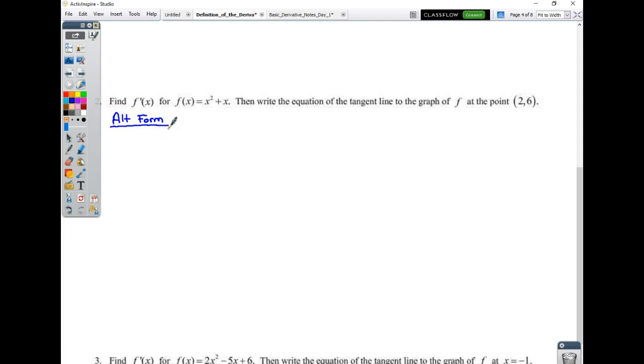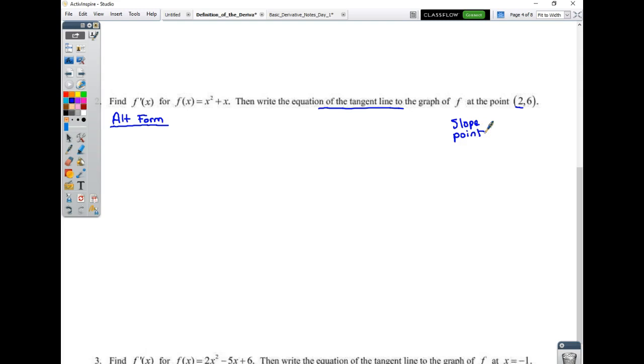In this problem, I may be tempted to do the alternate form of the definition of the derivative. The reason being is because I'm just trying to find the equation of a tangent line at the x value of 2. Now, when you read through the instructions, it says, write the equation of a tangent line to the graph. What do you need to write the equation of a line? You always need a slope. And then you always need a... we don't need a y-intercept. We could do it with just any generic point.